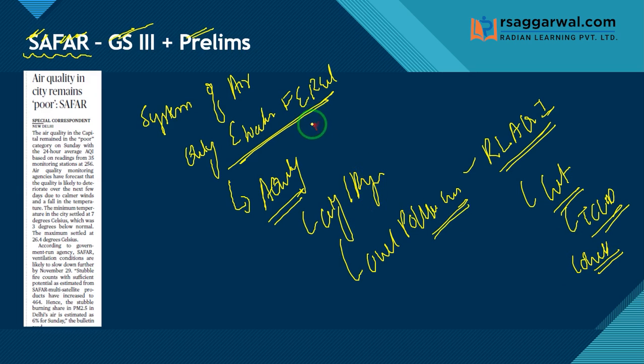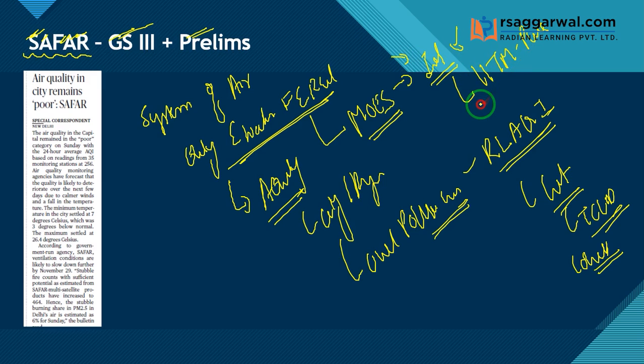Now this SAFAR comes under the Ministry of Earth Sciences. Please don't get confused. It is not under the Ministry of Environment and Forest. It is under the Ministry of Earth Sciences. It is an indigenously developed system. It is not borrowed or imported from any country. It is indigenously developed by whom? By the Indian Institute of Tropical Meteorology, which is located in Pune, and the India Meteorological Department. So these are some facts about the SAFAR system.